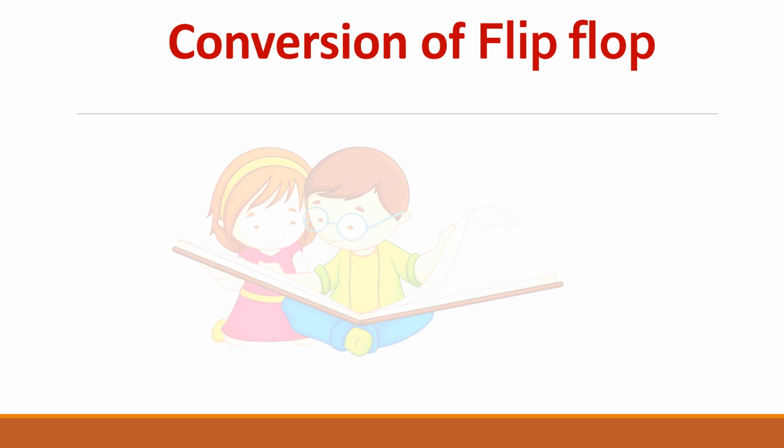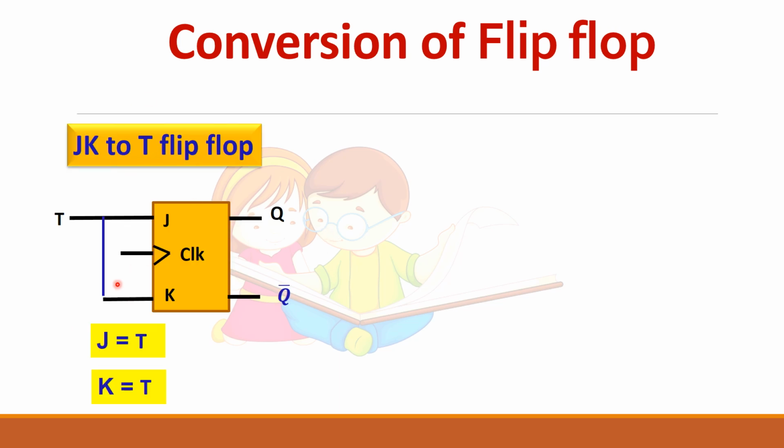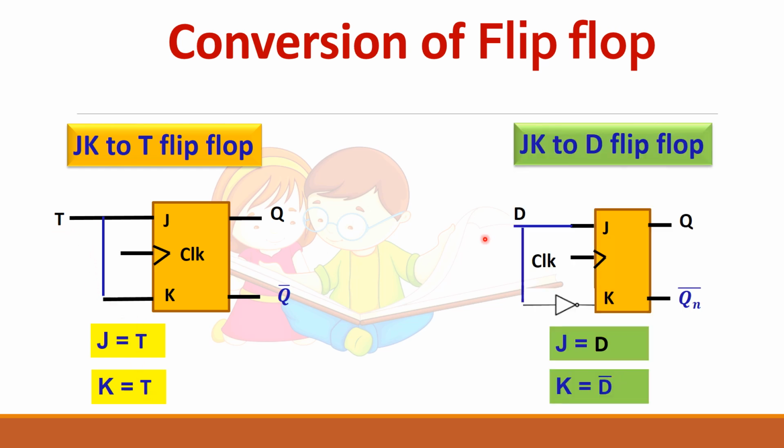Let us summarize what we have seen. For JK to T flip-flop, both J and K are connected to T. Whereas in JK to D flip-flop, D is directly connected to J, whereas through a inverter it is connected to K.